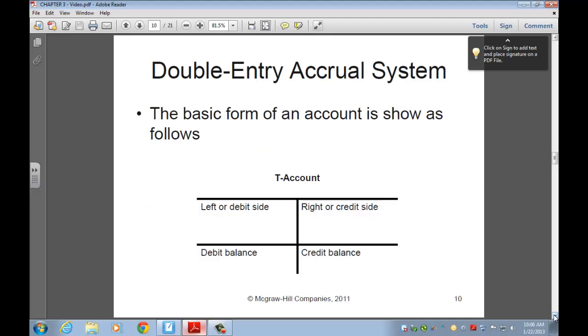So the basic form of an account is the T account. We have our left or debit side and our right or credit side. At the very bottom, you put the balance. So if it's a debit account, it should have a debit balance. And if it's a credit account, it should always have a credit balance.